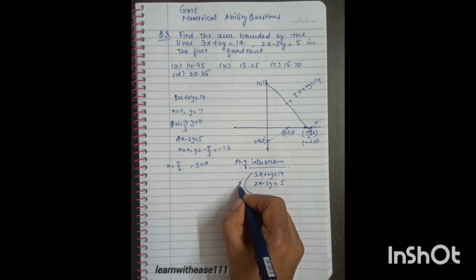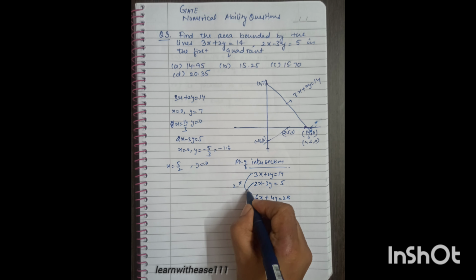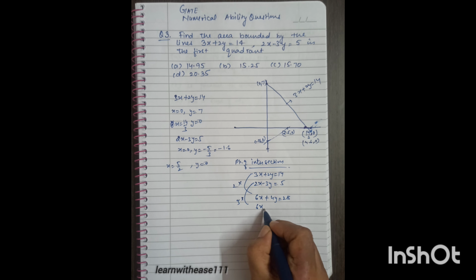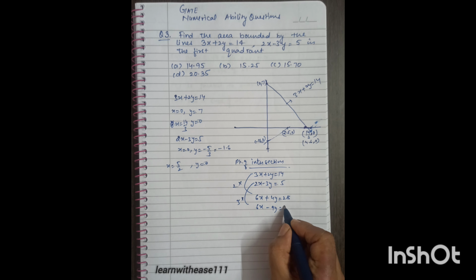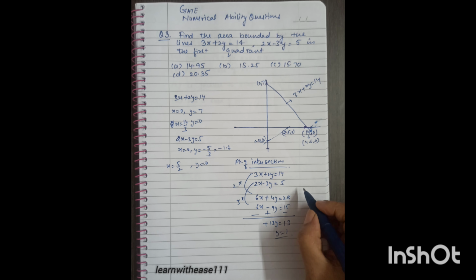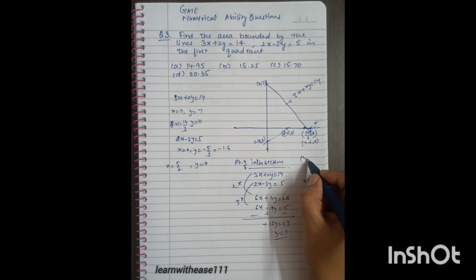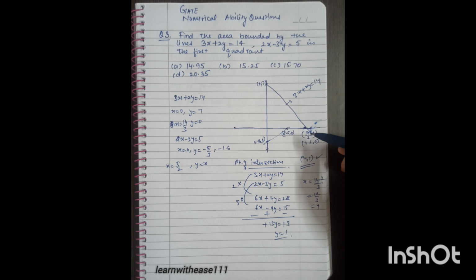Multiply the first equation by 2 and the second equation by 3 to make the first coefficient the same, and then subtract. So we are getting 13y equals 13, which means y equals 1. Substitute y equals 1 in any of the above equations, and we can find x. So x is coming out as 4. (4, 1) is the point of intersection of both the lines.